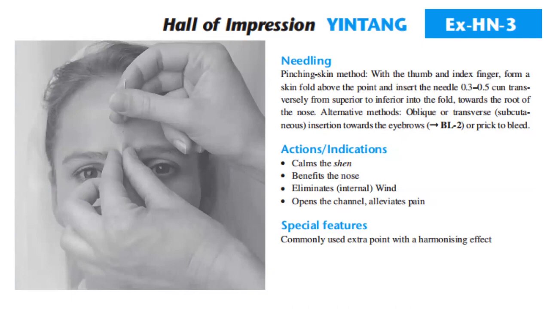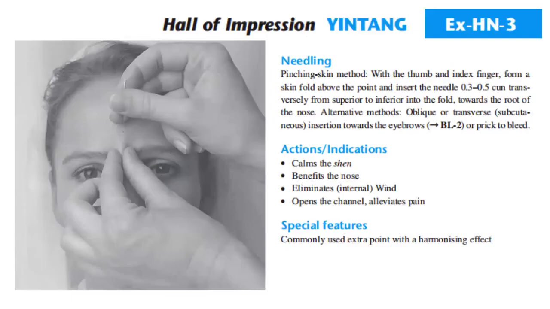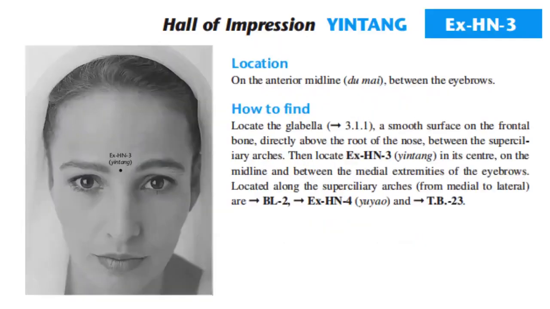For its actions and indications, this point calms the shen, benefits the nose, eliminates internal wind, opens the channels, and alleviates pain. For its special features, this is a commonly used extra point with a harmonizing effect. Yintang is located on the anterior midline or lumine between the eyebrows. So how do we find this point?